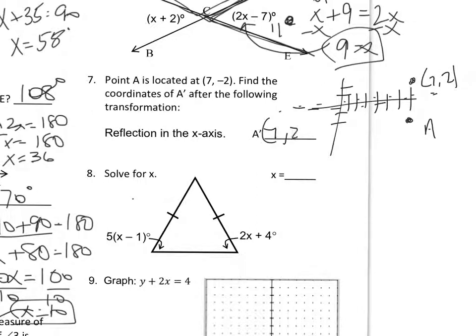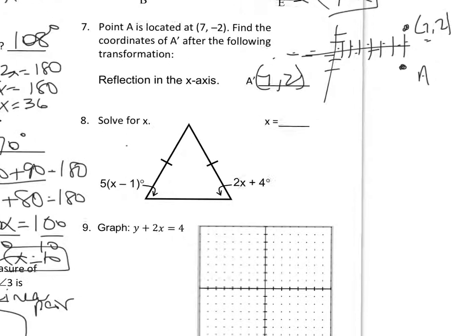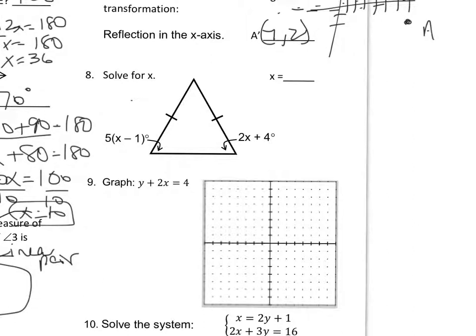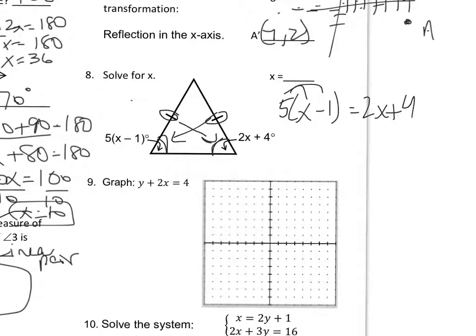Okay, solve for x. Well, take a look. In this triangle, we have congruent sides. So the angles across from those congruent sides must be congruent to each other. So that means that this bottom left angle is congruent to this bottom right angle. So 5(x - 1) is equal to 2x + 4. Distribute that 5, don't forget about that, which gives me 5x - 5, because 5 times negative 1 is negative 5, equals 2x + 4.